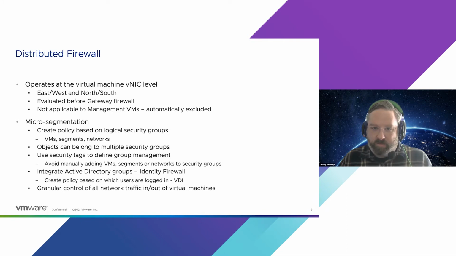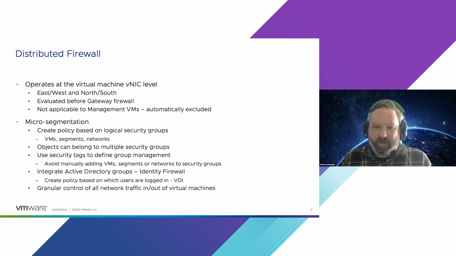Now we have the distributed firewall. This is a more granular firewall that's also part of your VMC on AWS SDDC. It operates at the virtual machine VNIC level, so it can control east-west traffic and north-south traffic. It's evaluated before the gateway firewall for egress traffic and after the gateway firewall for ingress. I have a diagram on the next slide we'll look at in a minute, but for now, think of it as a firewall for basically every individual VM, if you choose to configure it that way.